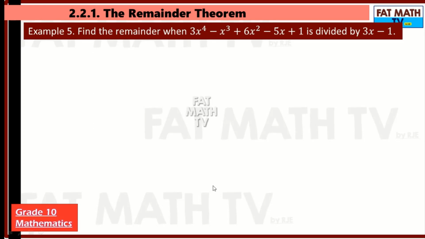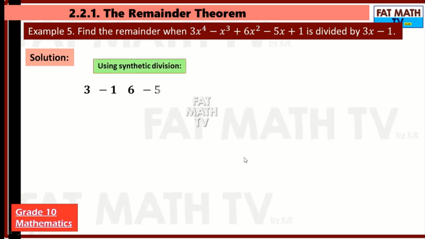Example number 5. Find the remainder when 3x raised to 4 minus x cubed plus 6x squared minus 5x plus 1 is divided by 3x minus 1. If we use synthetic division, we will use the coefficients 3, -1, 6, -5, and 1. Let us divide this first by x minus 1/3, and then divide again later on by 3, if you need the quotient. But if you only need the remainder, then you just simply solve for p of a.